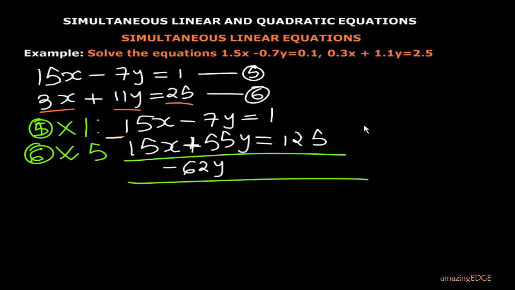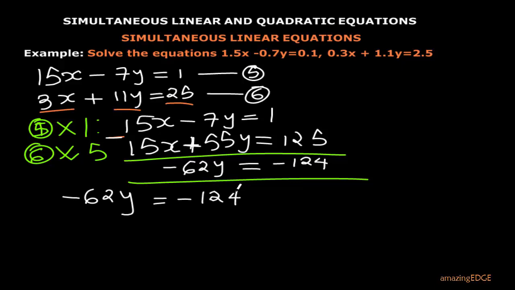So here on the right hand side, you have 1 minus 125, which will give us minus 124. So what we are now left with is minus 62y equals minus 124.